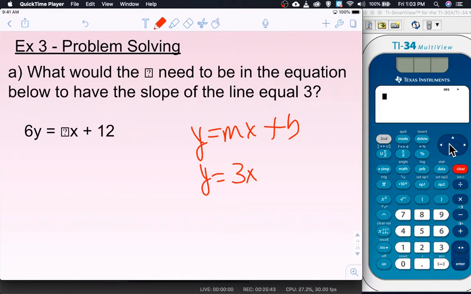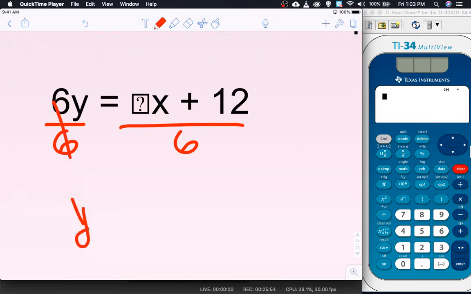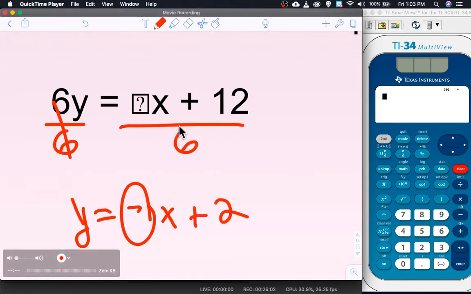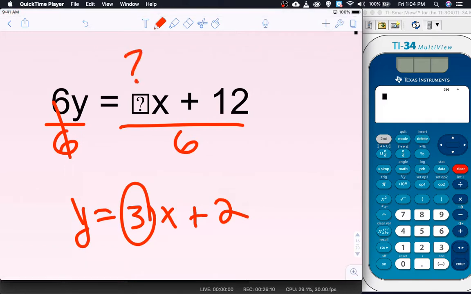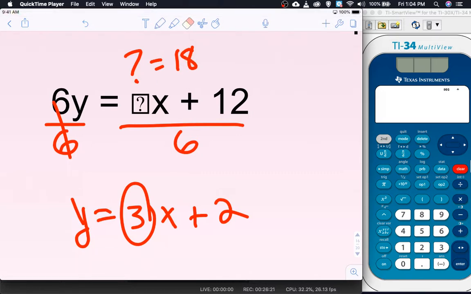Well, let's think. If I wanted to make this slope-intercept form, what I would do is I would get the y by itself. So I would divide by 6 on both sides. And I would get y equals this thing x plus 2. Well, if I want this thing to be a 3, what number divided by 6 is 3? The answer is 18. 18 divided by 6 is 3. So if my question mark was 18 from the beginning of the problem, this line would have a slope of 3. And that's what we were hoping for.